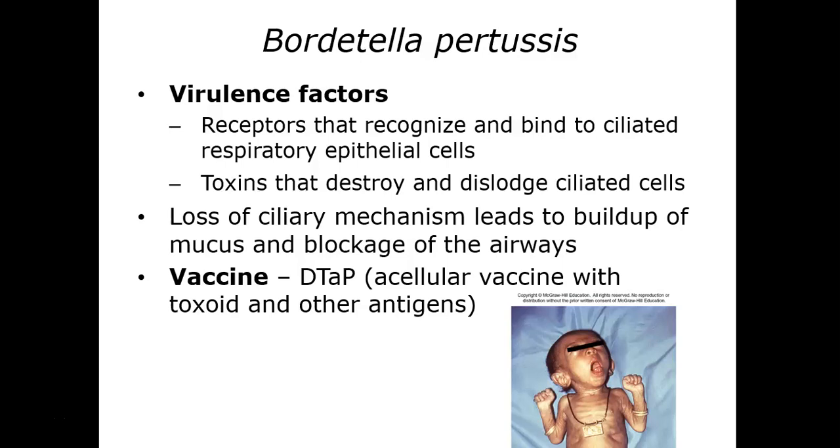There is a vaccine, and the vaccine is one that includes vaccinations to other diseases as well. It's known as the DTaP vaccine, and that goes after diphtheria, tetanus is the T, and acellular pertussis. So, acellular basically means that they are just taking the toxin, pieces of the toxin, and other antigens to mount an immune response.